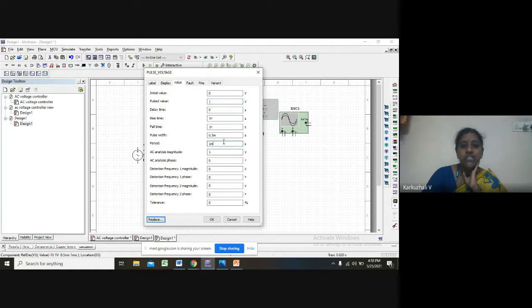The period, as we have said, is 20 milliseconds, that is one full positive and negative wave cycle. The waveform will give 20 milliseconds. We will take half of the waveform, so it is 10 milliseconds. So 10 milliseconds can be represented as 0.01. We require 10 milliseconds.